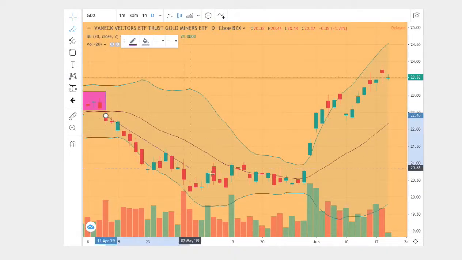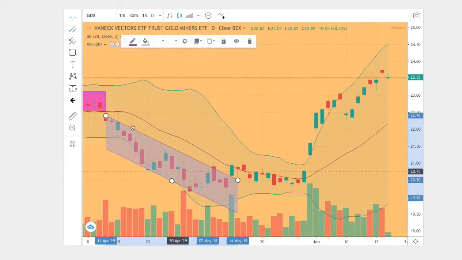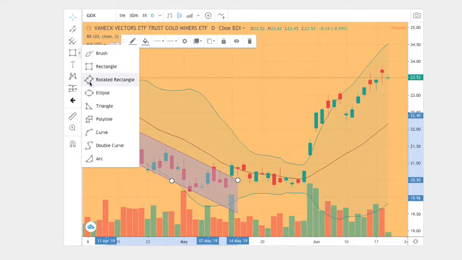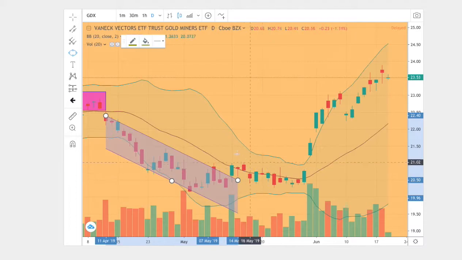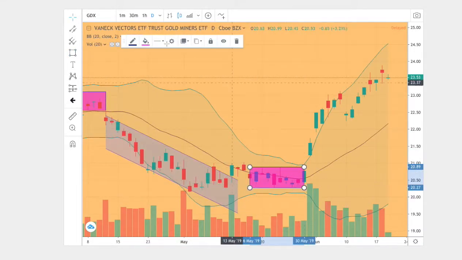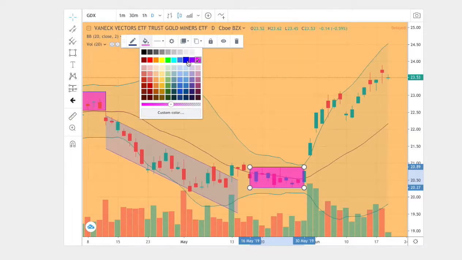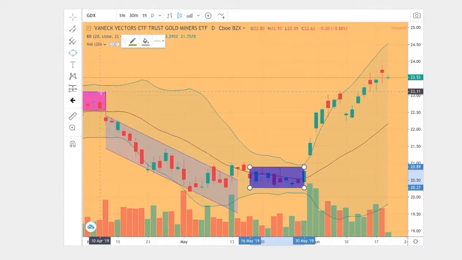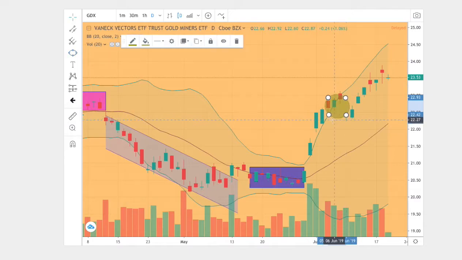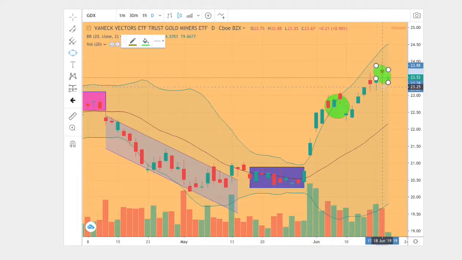And we had a down channel right down here, and then we proceeded to stay roughly around the middle Bollinger Band, and we'll mark that right here as blue. And then we proceeded on higher, touching the upper Bollinger Band, and we do continue on higher after that as well.